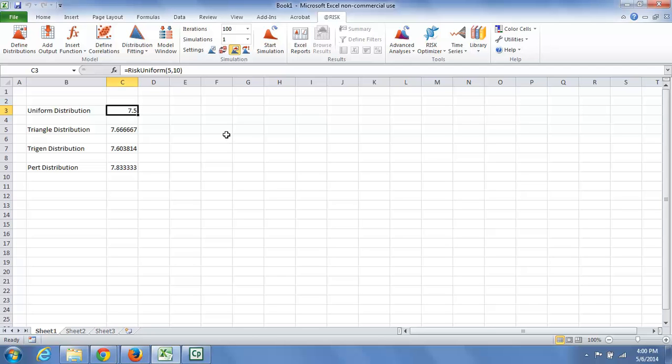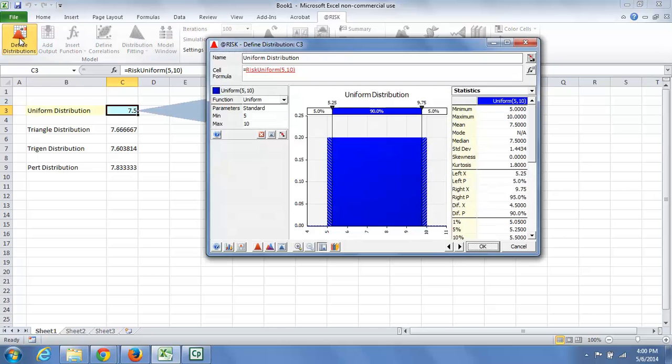In this video, we'll be taking a look at these four nonparametric distributions. We begin with the uniform distribution. A uniform distribution assigns equal probability to every value between its minimum and maximum. Here I've just arbitrarily chosen a minimum of 5 and a maximum of 10.